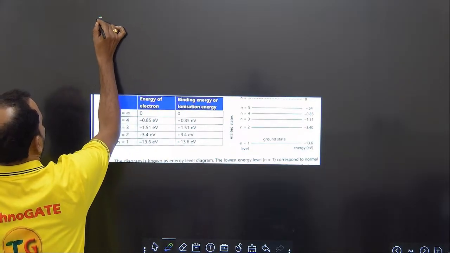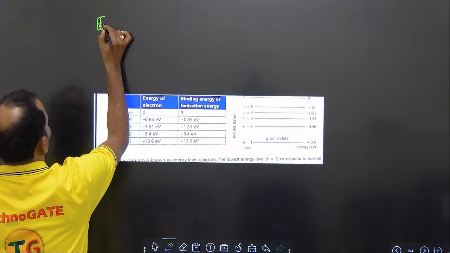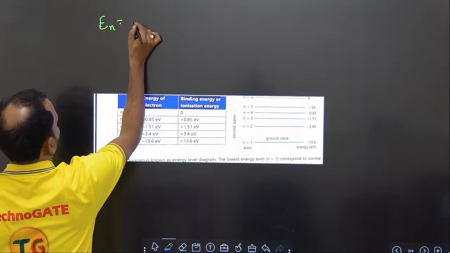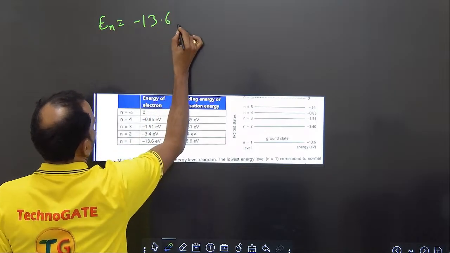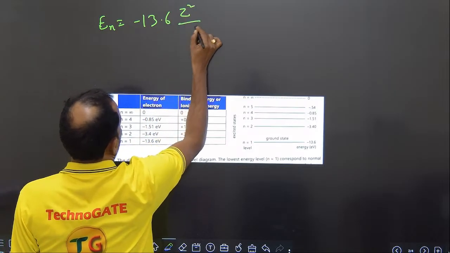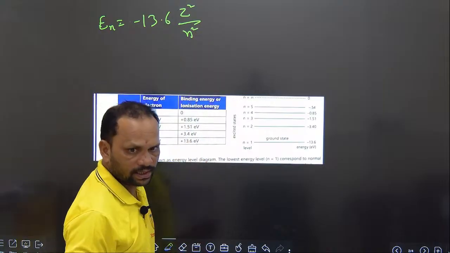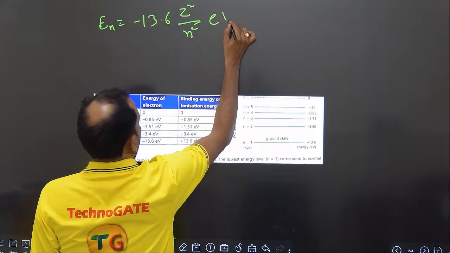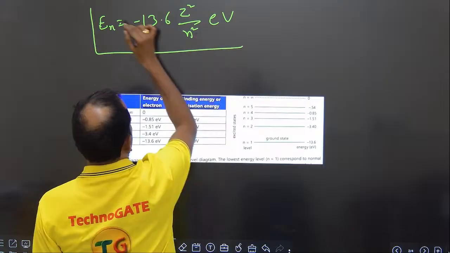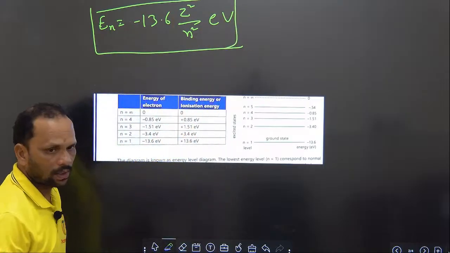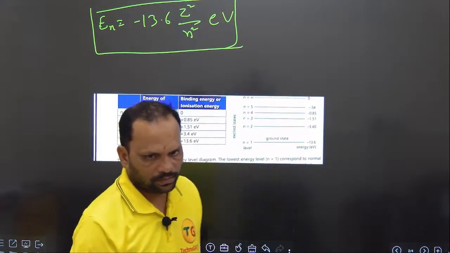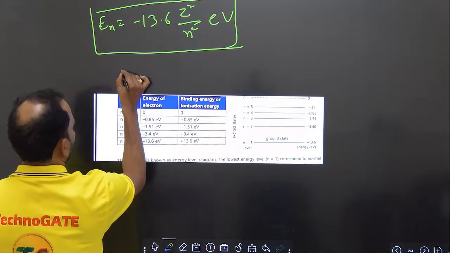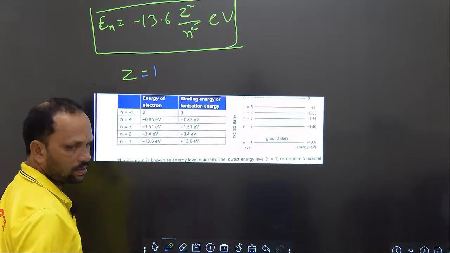En is equal to minus, this is a very important formula, 13.6 into Z square by N square electron volts. This is the formula. For hydrogen atom, now we are discussing only hydrogen atom. For hydrogen atom, Z value, how much? 1. Z is equal to 1.